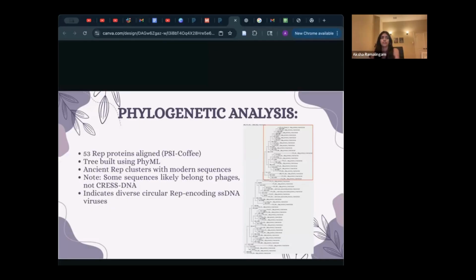And the important clarification is not all of these sequences belong to the CREST DNA group. In the red box, that is all phages, which are viruses that infect bacteria. This was a very interesting find. They still encode rep proteins and share some characteristics with CREST viruses. And since phage technology is an emerging way of combating antibiotic resistance, looking at ancient phages is a really interesting way to see how they evolved as well.